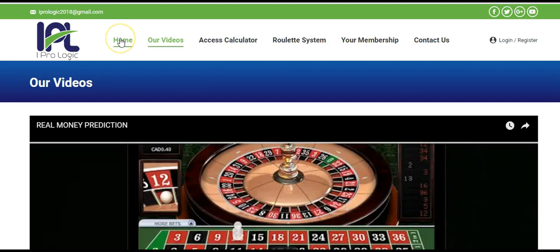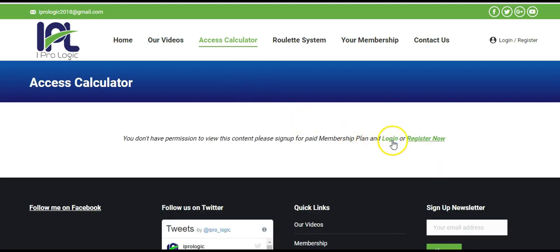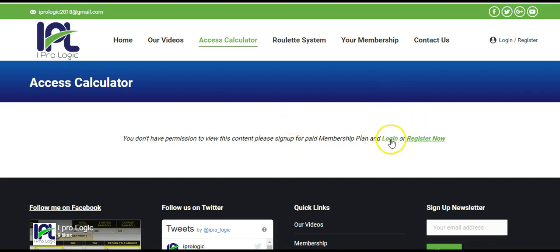And all you have to do is hit Access Calculator. After you sign up, it says you don't have permission, you just have to log in. But once you log in, you're able to access the calculator immediately.